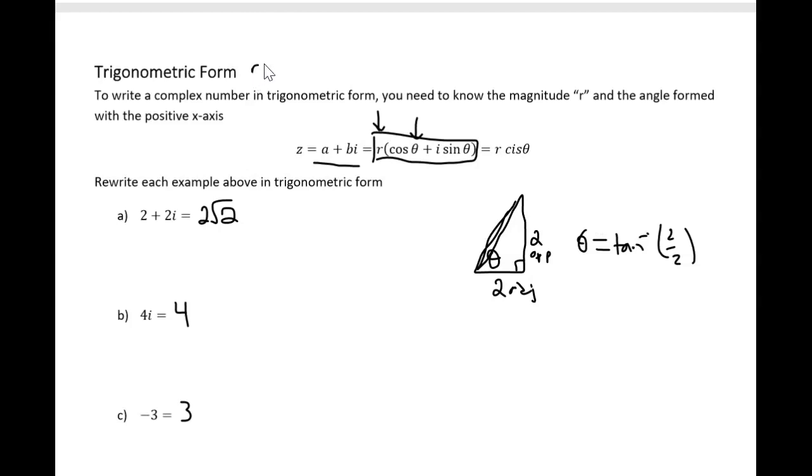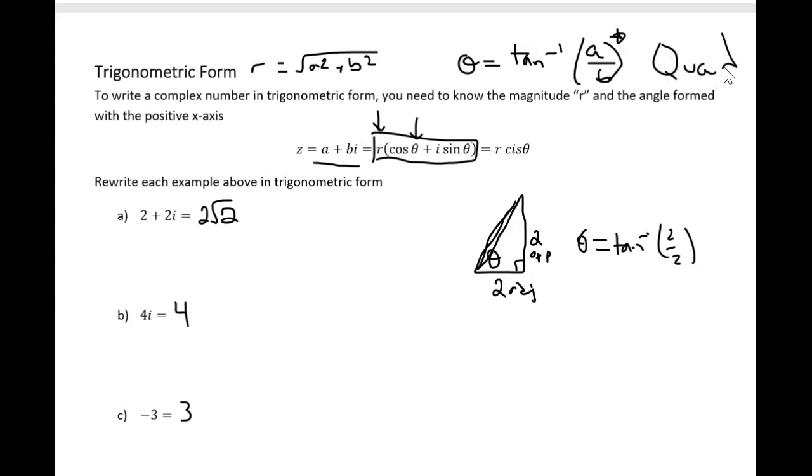In the same way that r is always going to be the square root of a squared plus b squared, theta is always going to be the inverse tangent of b over a, with a caveat. And I'll explain that with a different example.